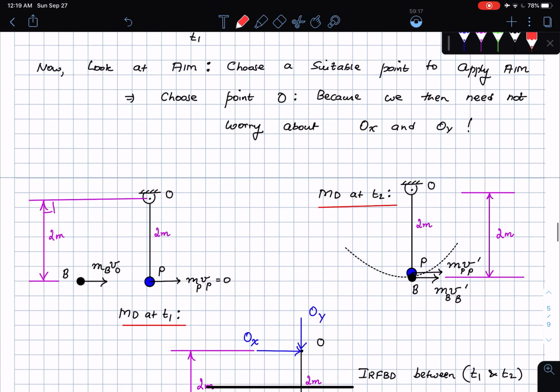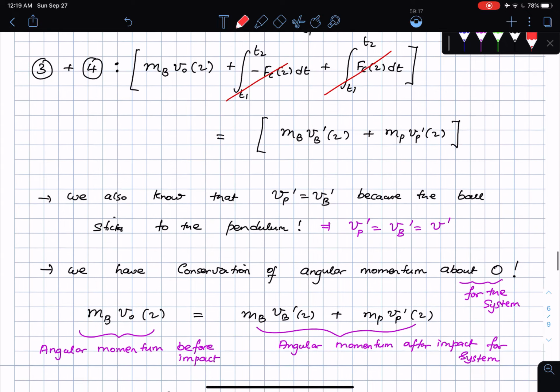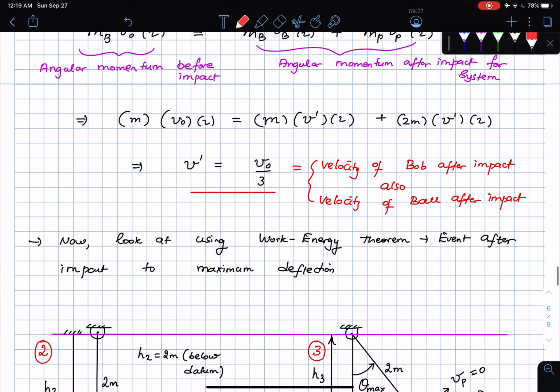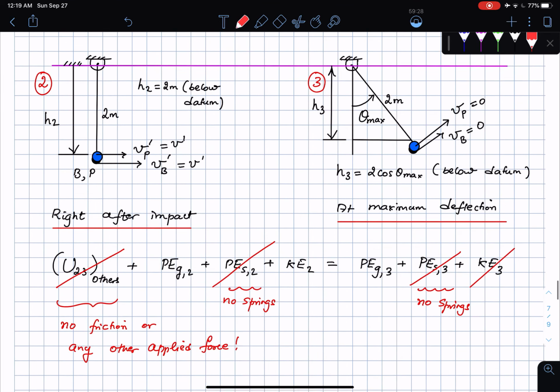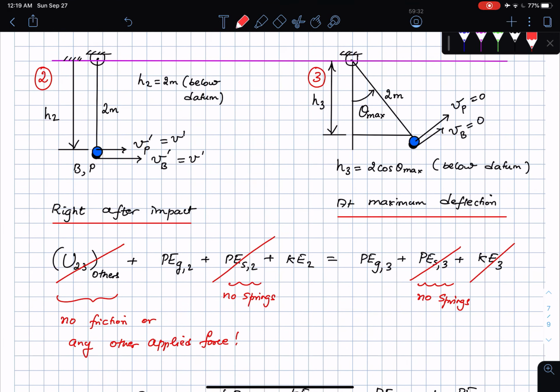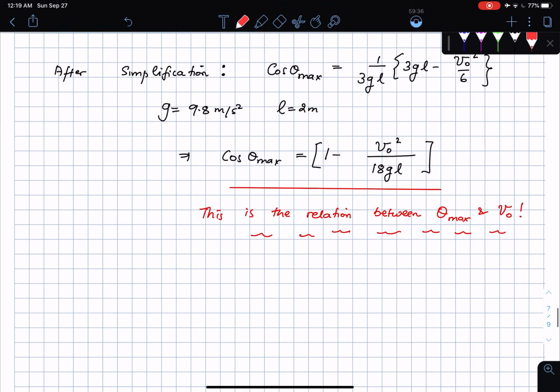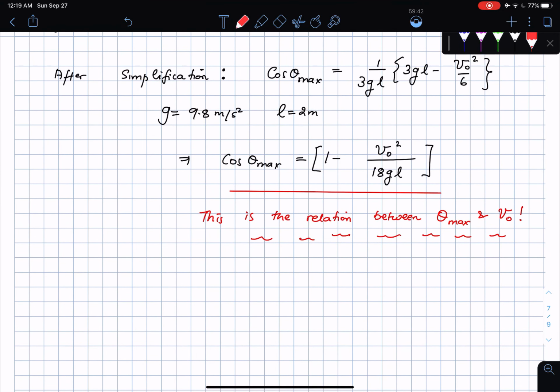Once you get the velocity after impact, which is what we obtained right here, V naught by 3, I can go back and apply the work energy theorem between the position right after impact and the maximum deflection position. Then I can cancel off some terms, and eventually I end up with this relationship where G is 9.8 and L is equal to 2 meters.